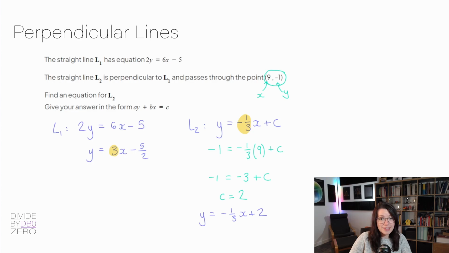That is correct, but it's not in the format that they want. So they want ay plus bx is equal to c. Usually when they ask for it in this format, they also want a, b, and c to be integers or whole numbers. So what you can do is multiply everything by 3 and then rearrange it. And that's it. That's it for now.